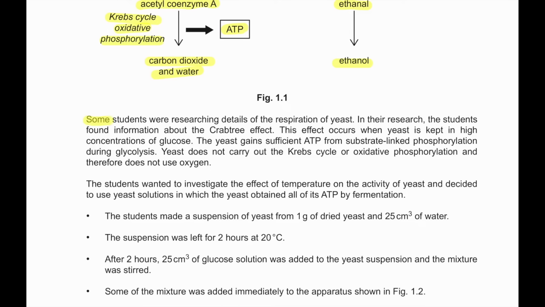Some students were researching details of the respiration of yeast. They found information about the Crabtree effect. This effect occurs when yeast is kept in high concentrations of glucose. The yeast gains sufficient ATP from substrate-linked phosphorylation during glycolysis. Yeast does not carry out the Krebs cycle or oxidative phosphorylation and therefore does not use oxygen.